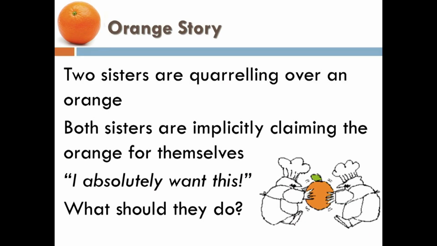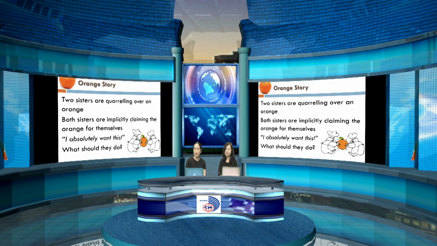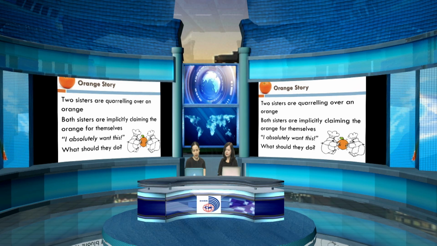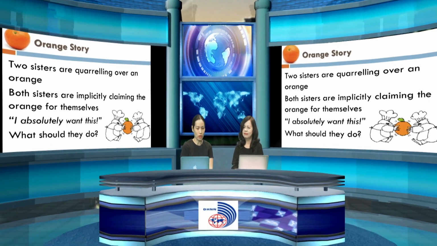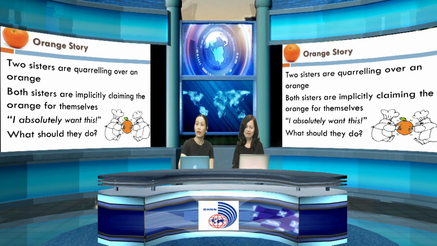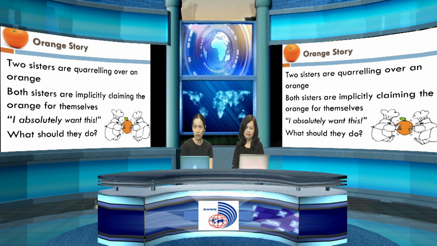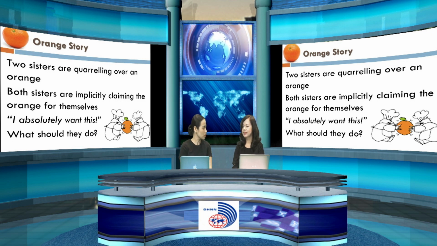So to illustrate the distributive and integrative strategies, I would like to tell you a very traditional story of an orange. Okay, let's look at the situation here. We have 2 sisters quarreling over an orange, and both sisters want to have the orange for themselves. So what are you going to do in this situation?